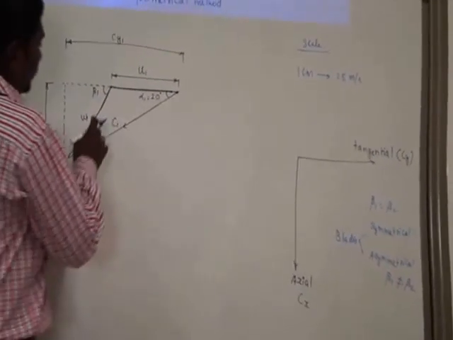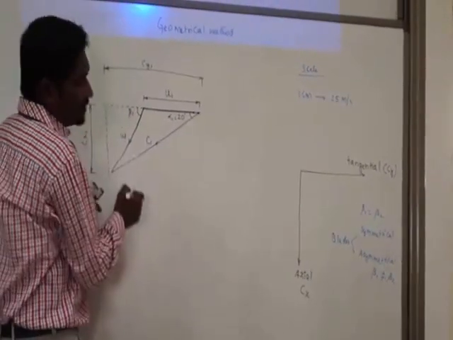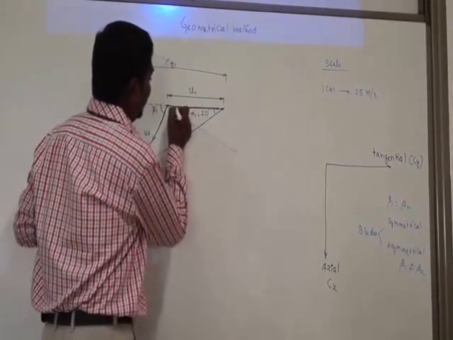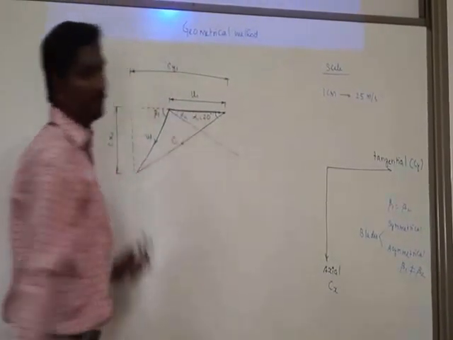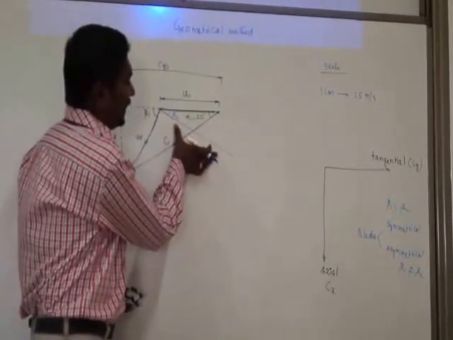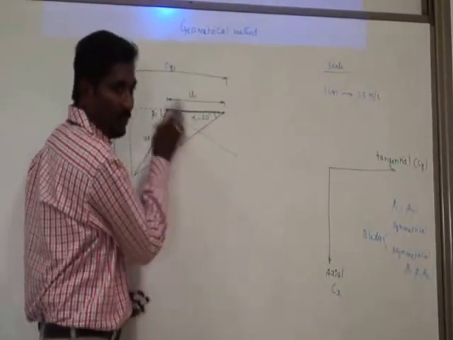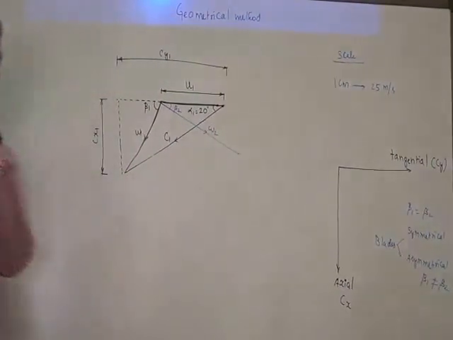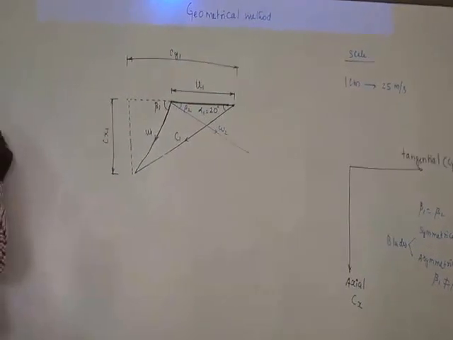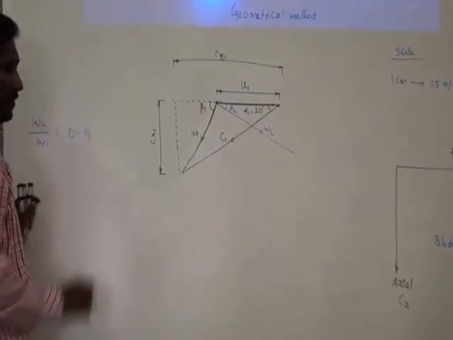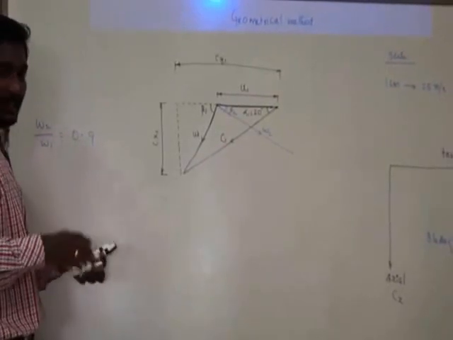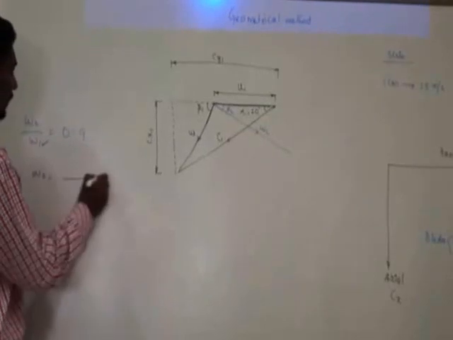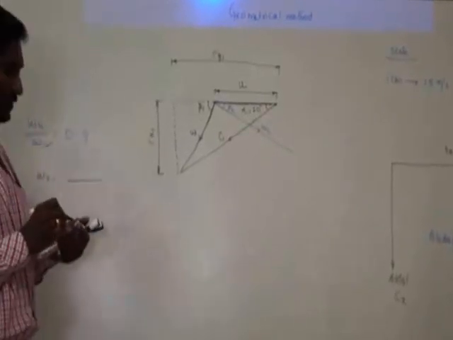Right? So for β2, they have specified the angle as 20 degree. So I am going to draw a line inclined at 20 degree from here. This is β2. Okay? And this line represents W2. So how will you calculate W2? W2 is determined like this. W2 by W1 is 0.9. This is given in the problem. From the inlet velocity triangle, we have determined this value. Therefore, we can find the value of W2. Right? That can be done.